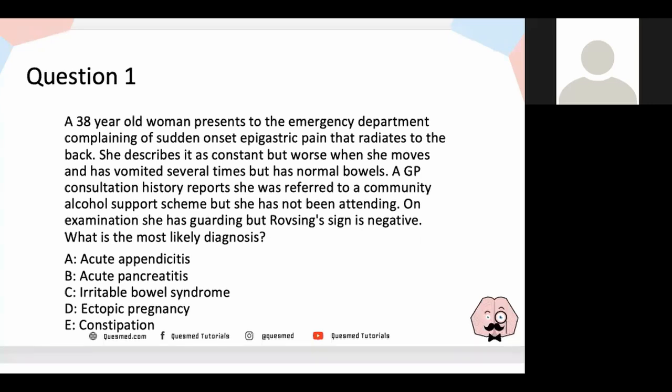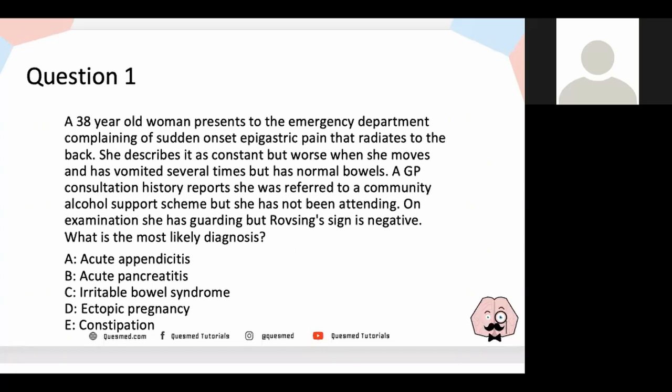Acute appendicitis typically presents with periumbilical pain that then migrates to the right iliac fossa. In these patients, you might see a positive Rovsing's sign. That's when you palpate the left iliac fossa and it reproduces the pain in the right iliac fossa.